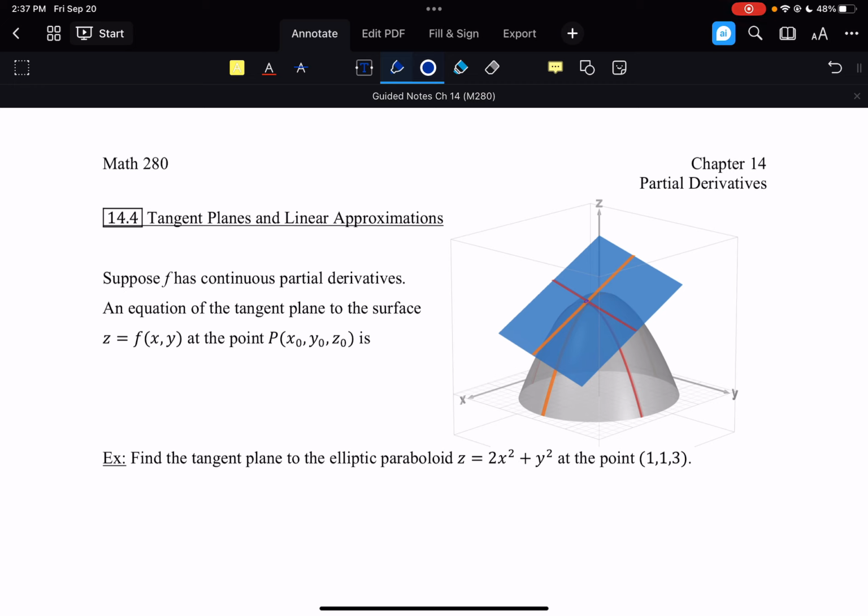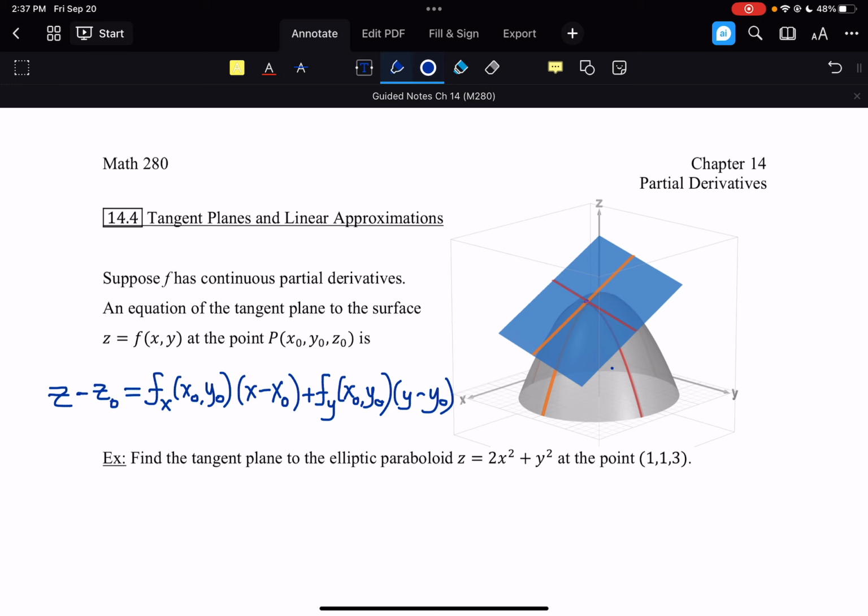So to start off, suppose that f has continuous partial derivatives. An equation of the tangent plane to the surface z equals f of x, y, at the point P, which is (x naught, y naught, z naught), is z minus z naught equals fx of (x naught, y naught) times (x minus x naught) plus fy of (x naught, y naught) times (y minus y naught). So this is the equation of a tangent plane.